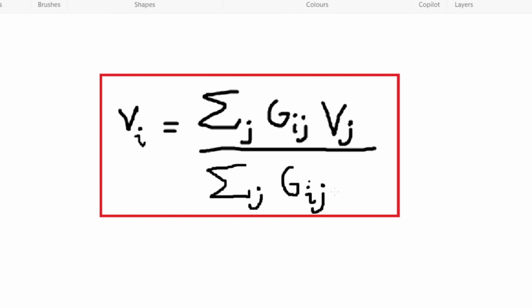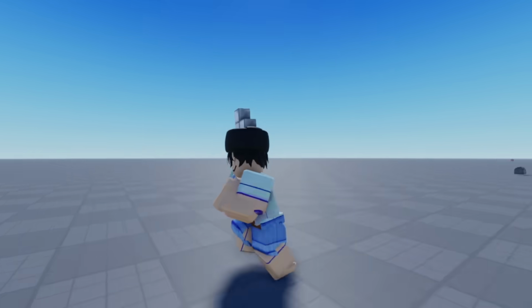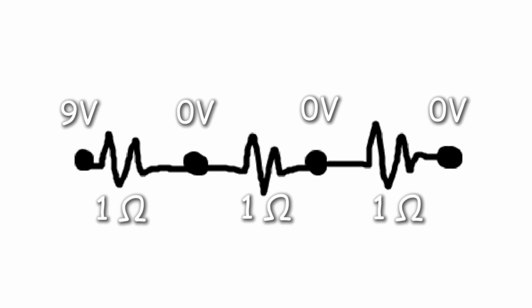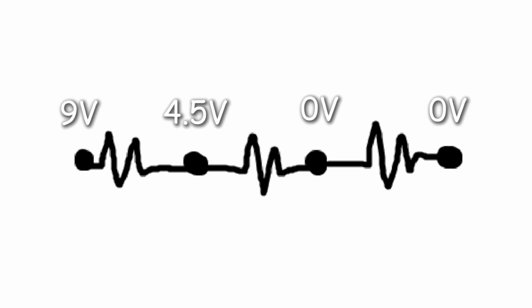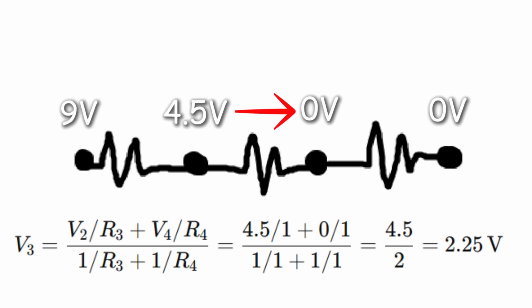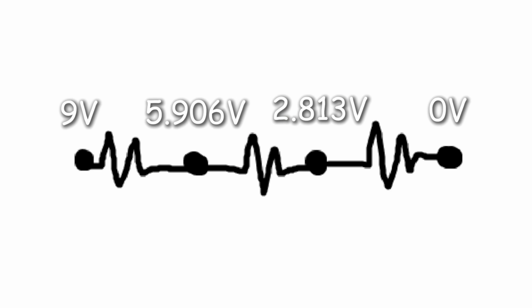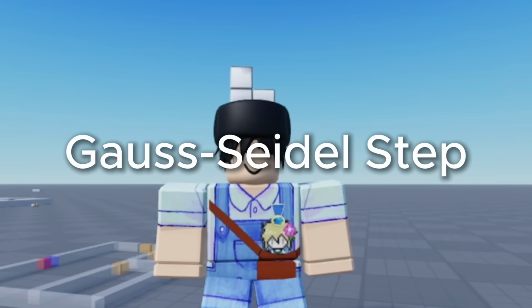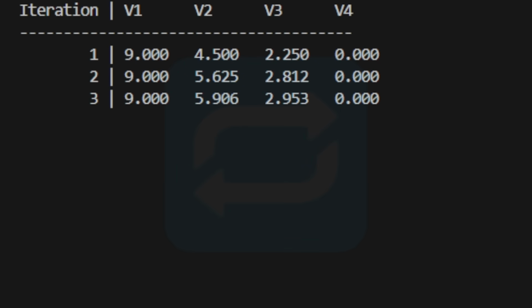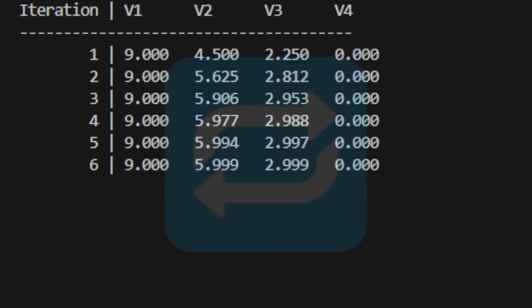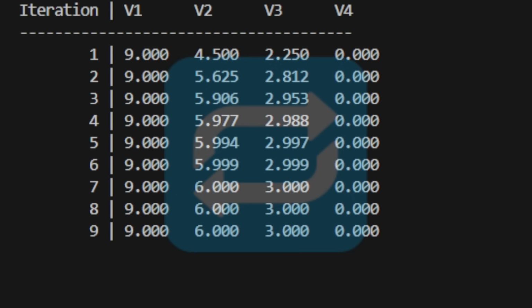For our specific scenario, let's assume all resistors are 1 ohm. We assume 0 volts at first, so we plug in the numbers and we get 4.5 volts. But this is a loop, so after we update V2 with the formula, we use V2 to update V3 and so on. And this is actually called a Gauss-Seidel step, essentially where you have a bunch of linear equations, start with a guess, in this case we assume 0 volts, we update each variable, and after a full sweep, we get a new set of voltages. And we then use this to update the next set, and so on and so forth.